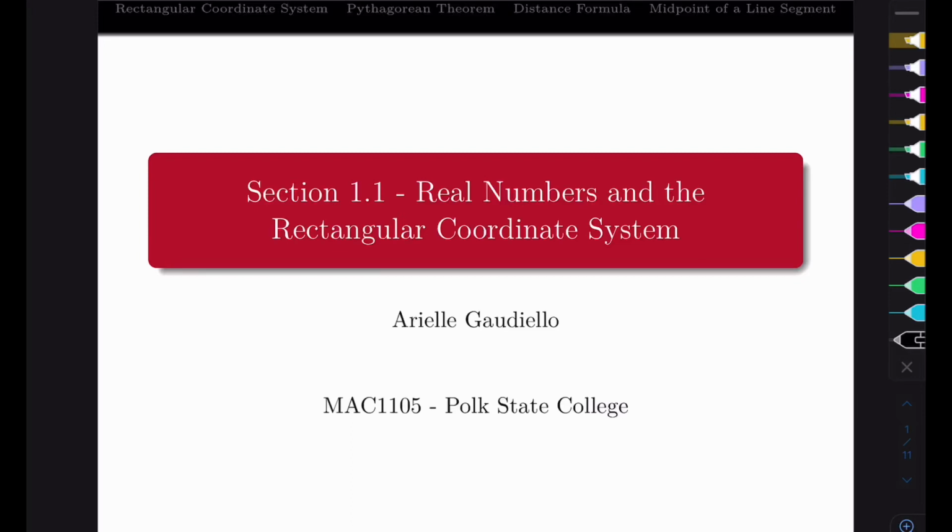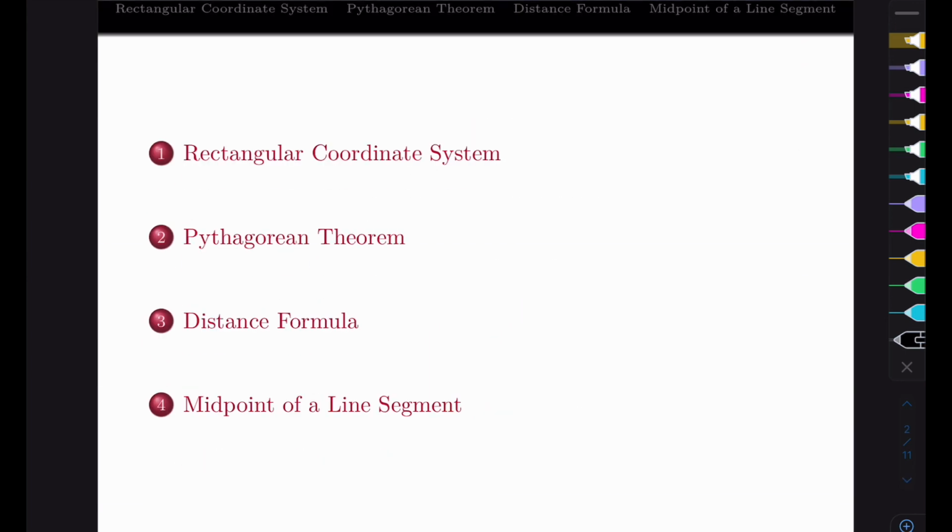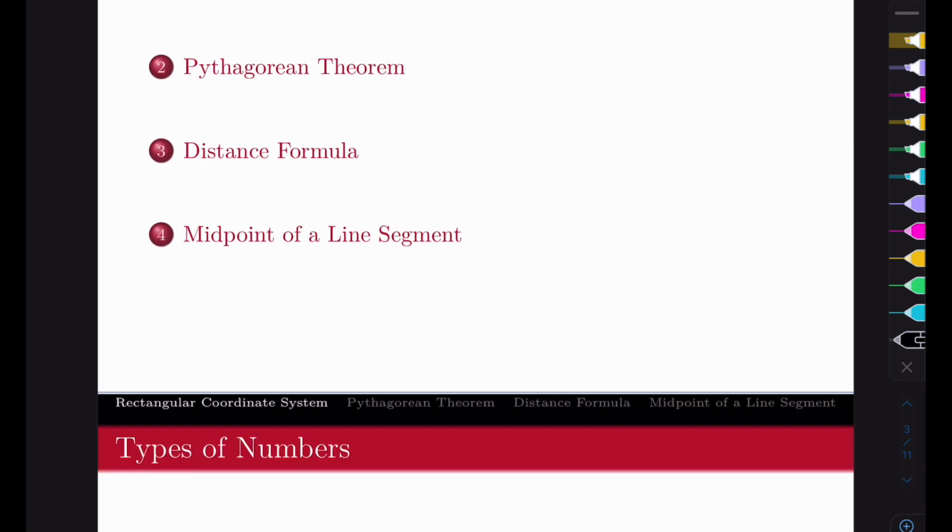The very first section we're going to go through is 1.1, which is about real numbers and the rectangular coordinate system. We're going to do four main things. We're going to talk about what the rectangular coordinate system is. Then we're going to talk about the Pythagorean theorem, the distance formula, and the midpoint of a line segment. It seems like a mismatch, like throwing everything together, but hopefully this first section is mostly review for you.